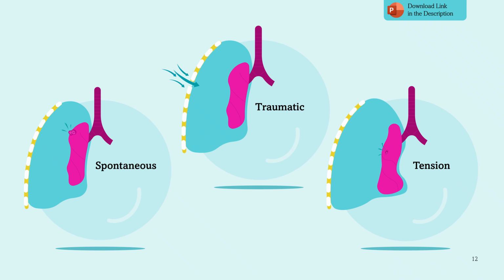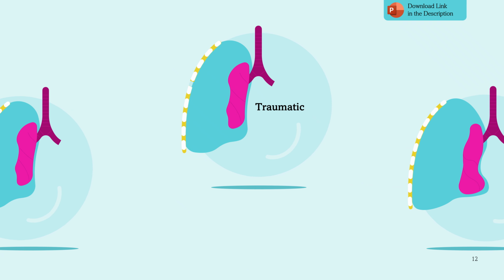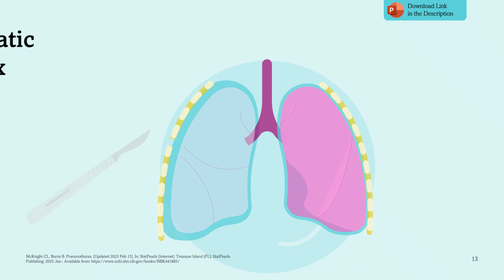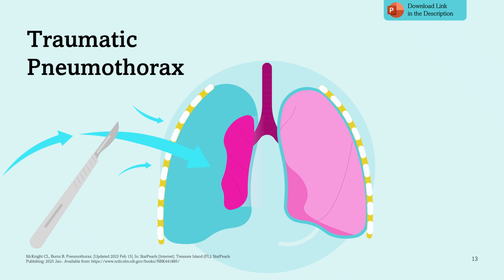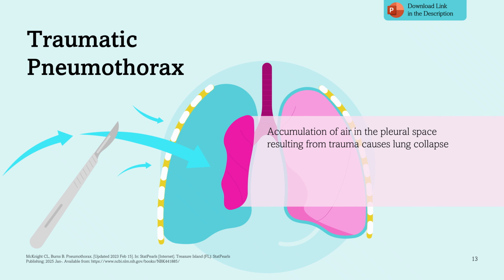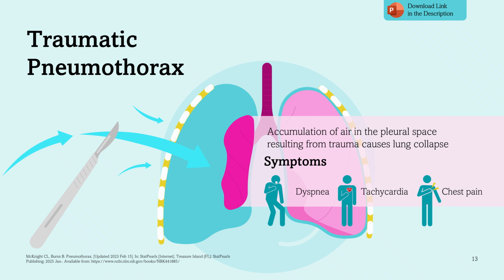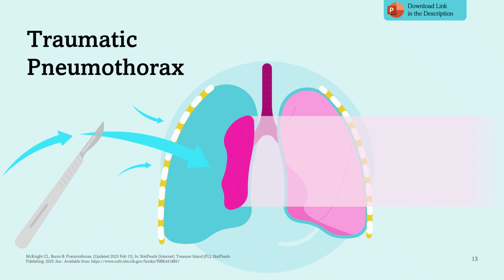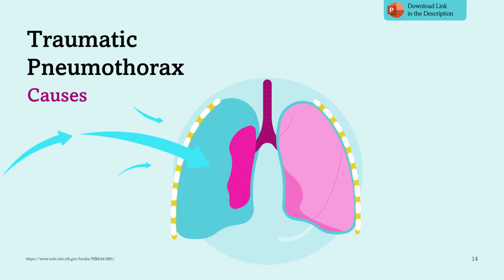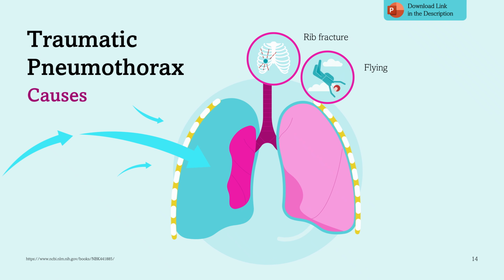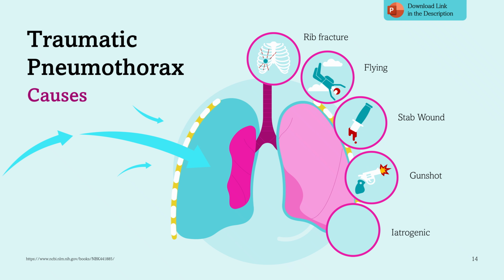Next is the traumatic pneumothorax. It is the accumulation of air in the pleural space resulting from a trauma, hence the name traumatic. It has specific symptoms like dyspnea, tachycardia, and chest pain. Common causes include rib fractures, flying or skydiving, penetrating trauma from stab or gunshot wounds, and iatrogenic complications. These cases require immediate assessment for potential tension pneumothorax development.